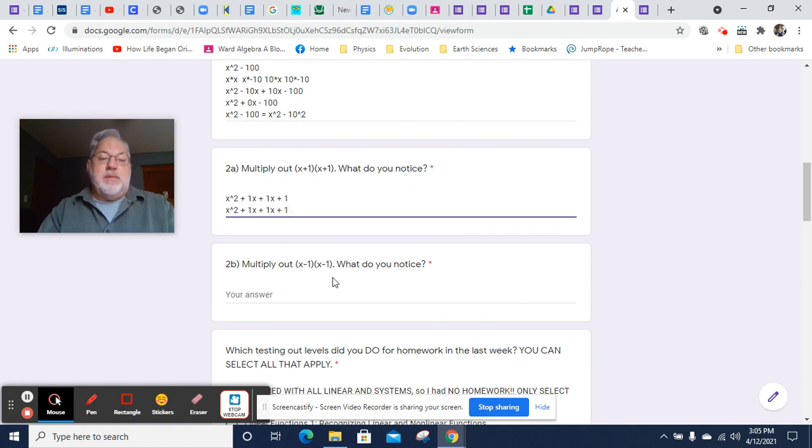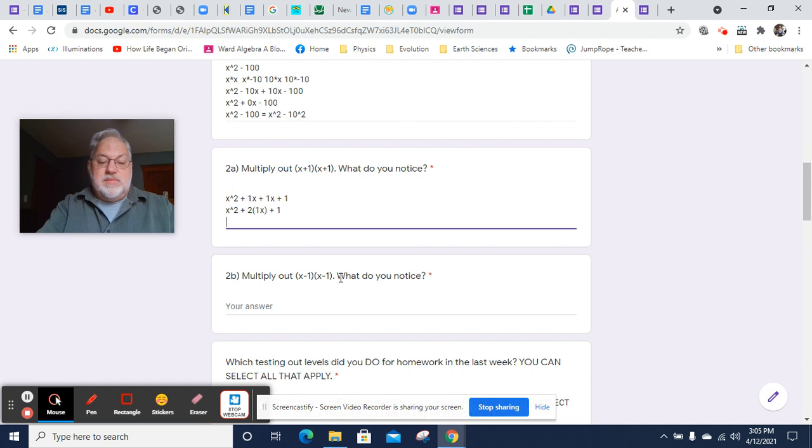Okay, and now I can put this together. Now I could just say 1x plus 1x, but I want to illustrate something here. That's 2 times 1x, because it's two 1x's. And one of our tools with addition is repeated addition: we can turn addition into multiplication. This is a very simple one, but then we go ahead and simplify. That's x squared plus 2x plus 1.